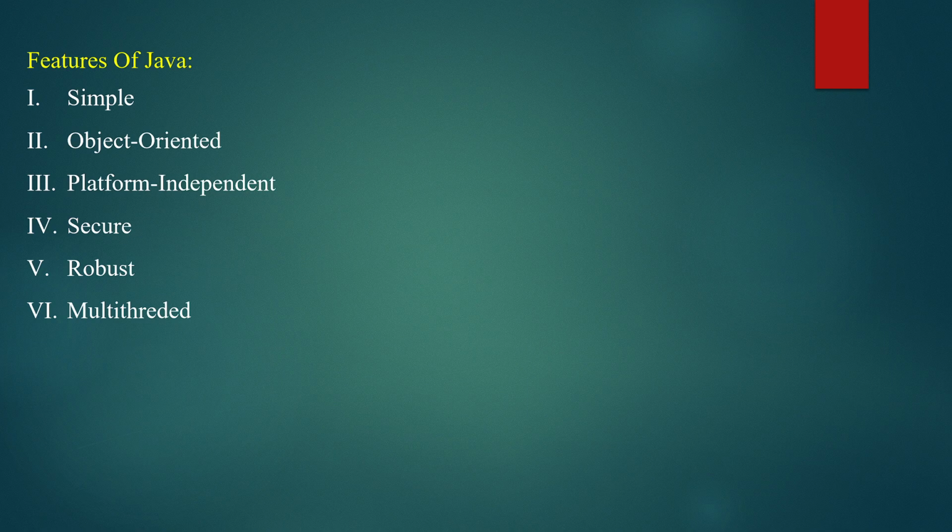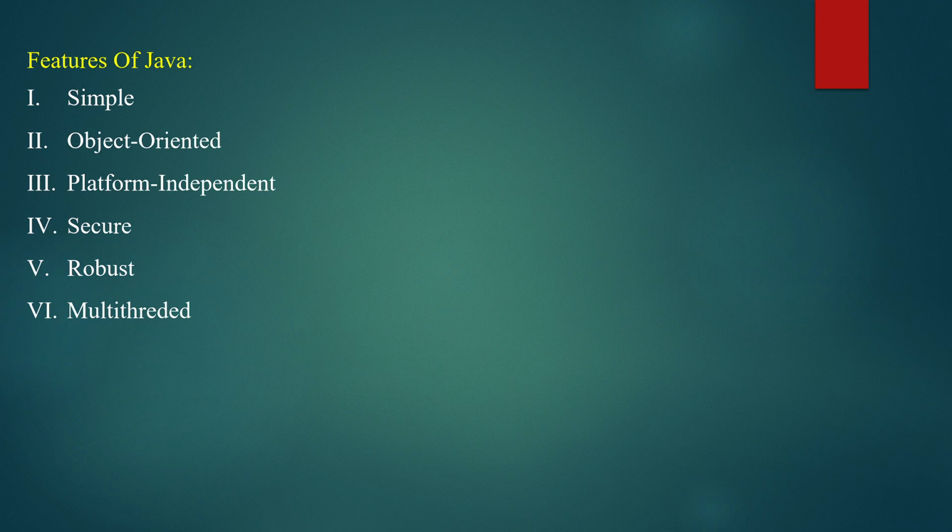This is supported because with the help of the JVM we can run our program on any operating system like Windows, Linux, etc. And secure: Java is very secure because it uses OOPS concepts.